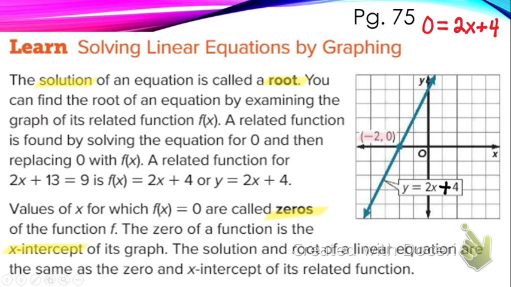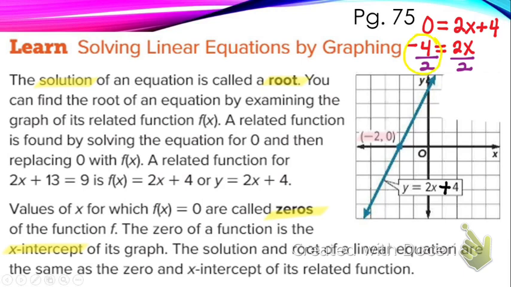So how would you solve this equation? If 0 equals 2x plus 4, what would be your first step to solve this for x? Subtract the 4. So Joanna says subtract the 4. So -4 equals 2x and divide by 2. And when we do that, notice that we get the exact same answer that we had from looking at the graph, which is -2 equals x.